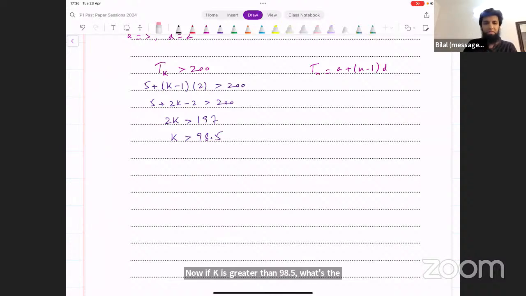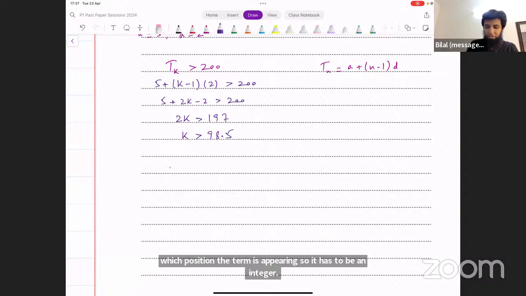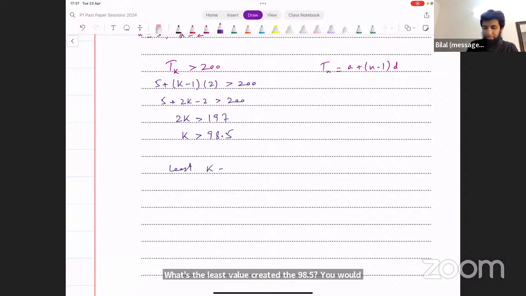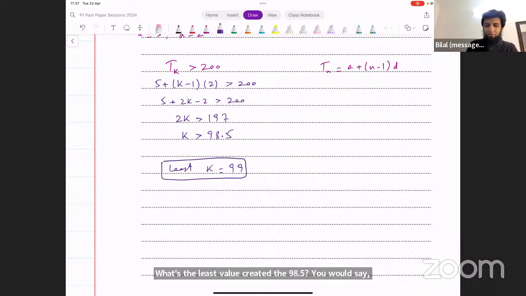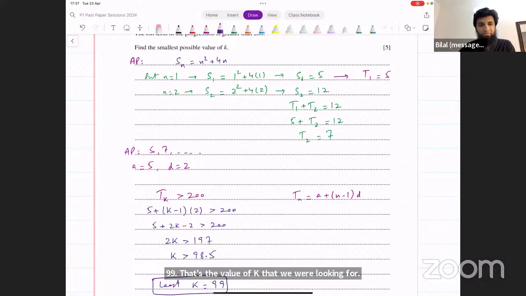So, K represents the number of term, right? At which position the term is appearing. So it has to be an integer. What's the least value greater than 98.5? We would say that is 99. That's the value of k that we were looking for. Okay, that's the least k, 99. Any problem with this?